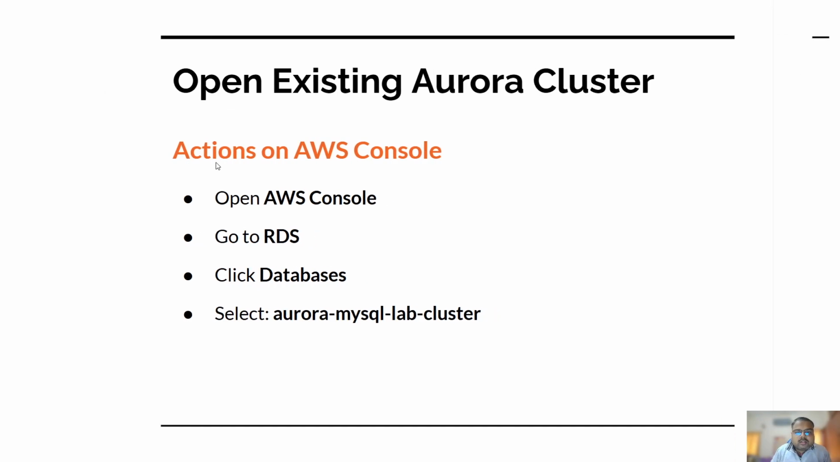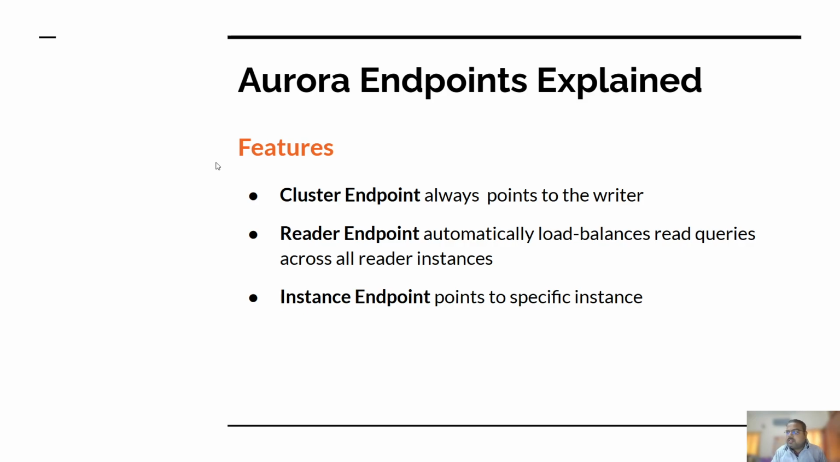Okay. Now let's go to the Aurora endpoints explained. So endpoints play a very important role in how applications connect to the Aurora. The cluster endpoint always points to the current writer instance. This endpoint should be used for write operations. So this particular endpoint which we are using is used for write operations.